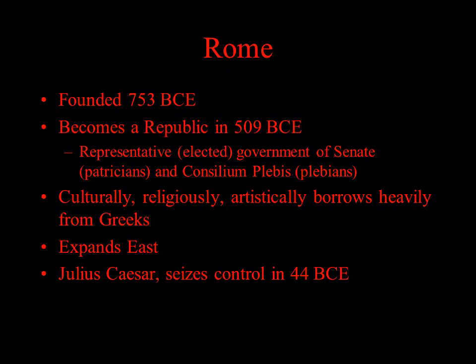So Rome becomes a republic. Republic, important word to know. Elected representatives. Now, keep in mind, not everybody voted. There were two separate governments. There were the patricians, the higher level, the wealthy.